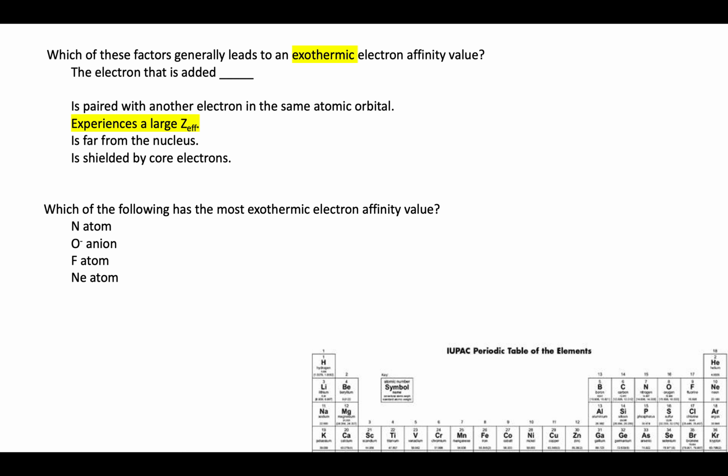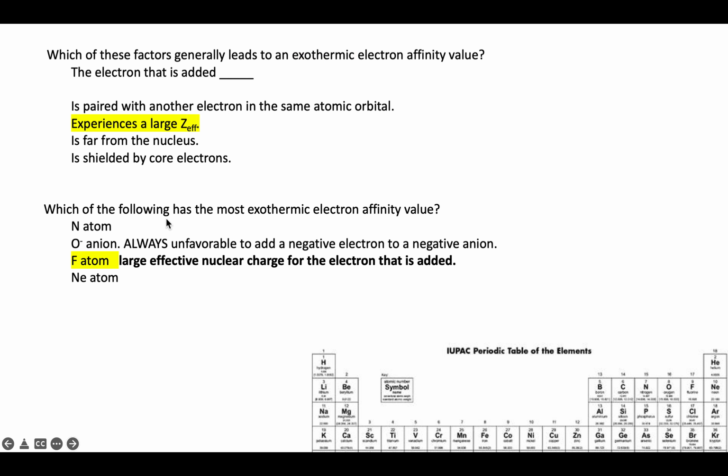And then finally, which of these has the most exothermic, the most favorable electron affinity? I think it's adding an electron here to my halogen fluorine. The shell that it's being added to experiences a large effective nuclear charge. How about the oxygen minus anion? It's always unfavorable to add a negative electron to something that's already negative, like the oxygen minus anion. So that would not be an exothermic addition.